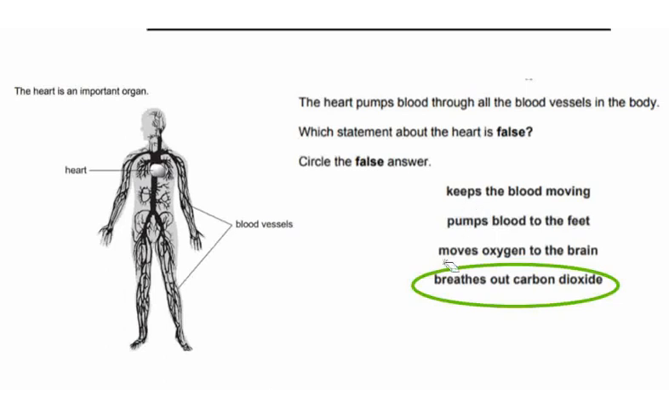The false answer is breathe out carbon dioxide. That is the job of the lungs, through the nose. These three are correct. These three are the functions of the heart, that is, keeps the blood moving, pumps blood to the feet and all over the body, and moves oxygen to the brain. Oxygen is dissolved in the blood, and the heart pumps the blood to the brain. Let's move to the next question.